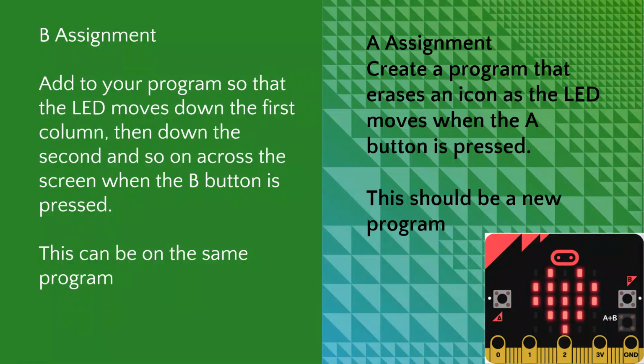So your B assignment is to add to your program so that the LED moves down the first column. So each light down the first column moves over to the next column and moves down one at a time, and then moves over to the next column and down one at a time. This can be on the same program, so you can just press the B button instead of creating a new program for this one.